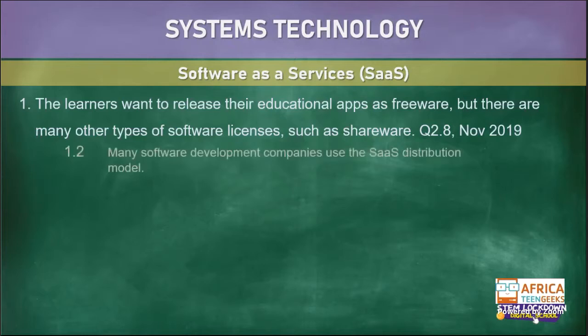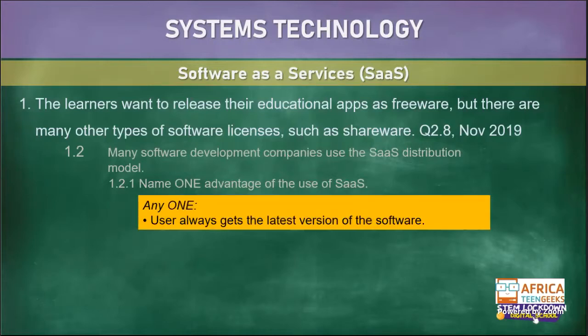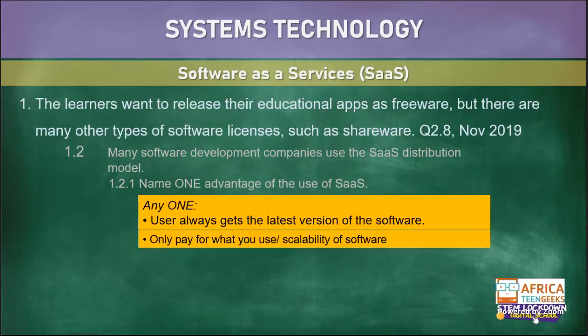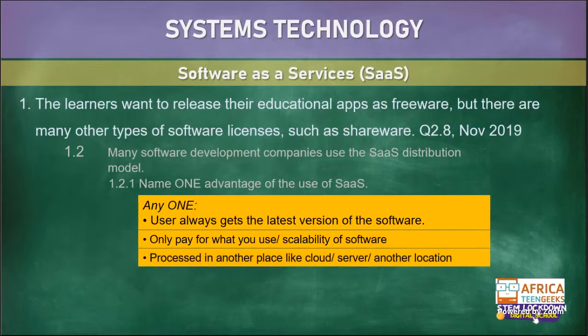Then name one advantage of the use of SaaS. Now we are looking at the advantages. Number 1, user always gets the latest version of the software. It's one of the advantages. You don't have to be worried about updating. You only pay for what you use. It's scalable, and processed in another place like a cloud server, another location.